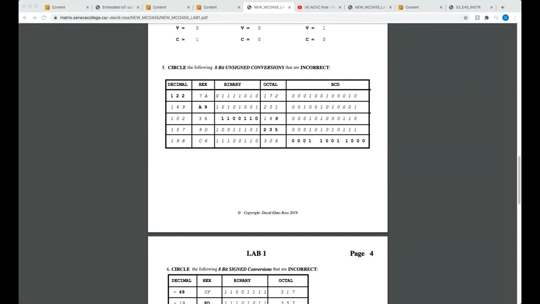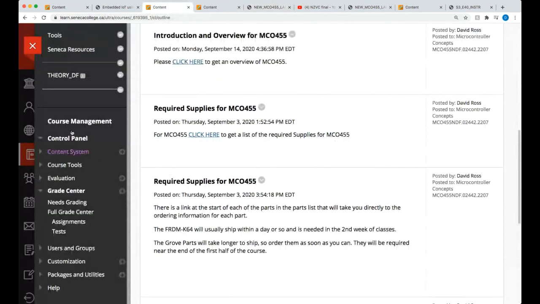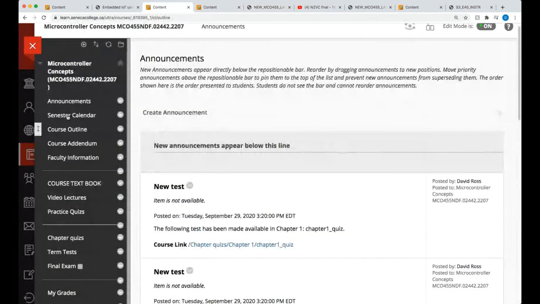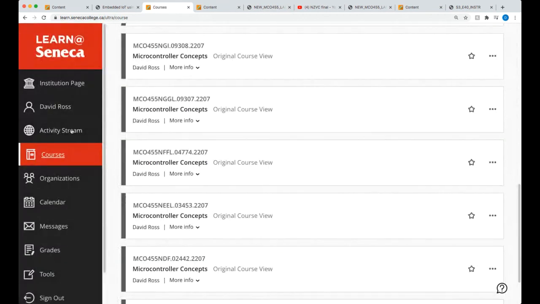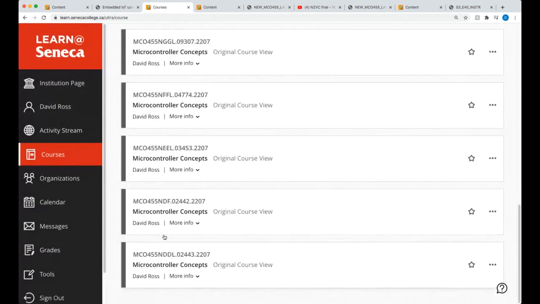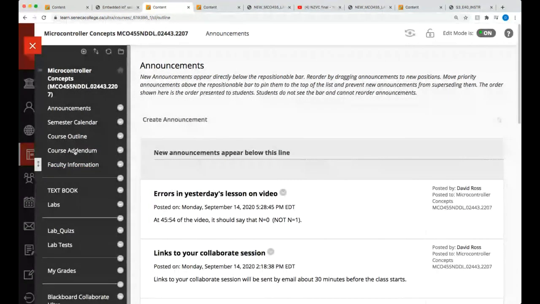So let's go back to this guy here, and let's switch over to another screen, and take a look at your addendum. I'm on the wrong one here. Let's go back to the DF, though it doesn't matter whether it's DF or DD. For DD or EE, you're going to have a slightly different screen coming up, but the addendum is going to be the same.